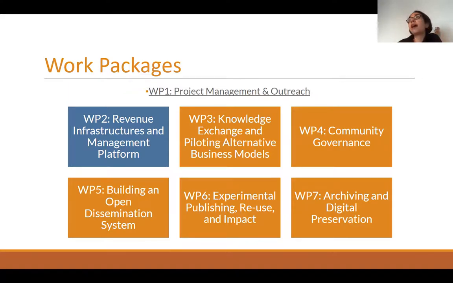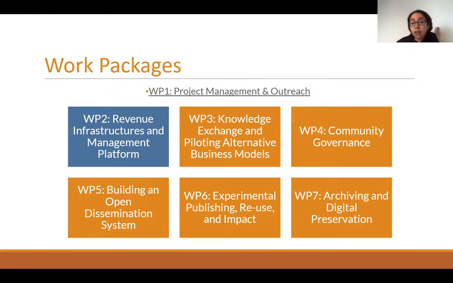Community governance is to do with how we manage this community around open access books cooperatively and in an egalitarian way that is also effective and efficient. I do some work on governance as well, specifically with regard to the revenue and management platform. Building an open dissemination system is work package 5. There are issues with the dissemination and distribution of open access books because publishers don't often have the same set ways of working that major publishing giants do, because they're often smaller, with less staff and less established ways of working. I'll come back to that with regard to the platform later on.